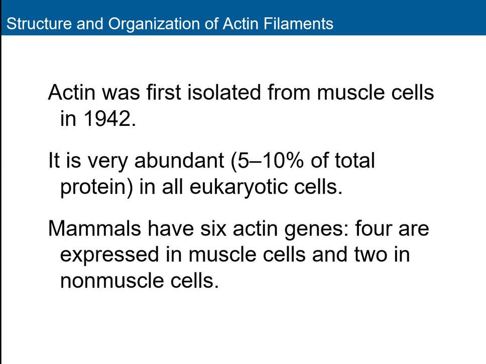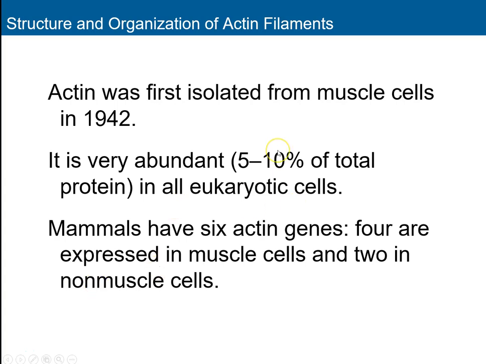All right, so a little bit more history about actin. Again, we're going to talk about how it's formed, and the roles of some of those other actin binding proteins. So in 1942 it was first isolated from muscle cells. There's a lot of it, okay? It says about 5 to 10% of total protein is actin in all eukaryotic cells. If you think about that, that's a pretty high level for one protein.